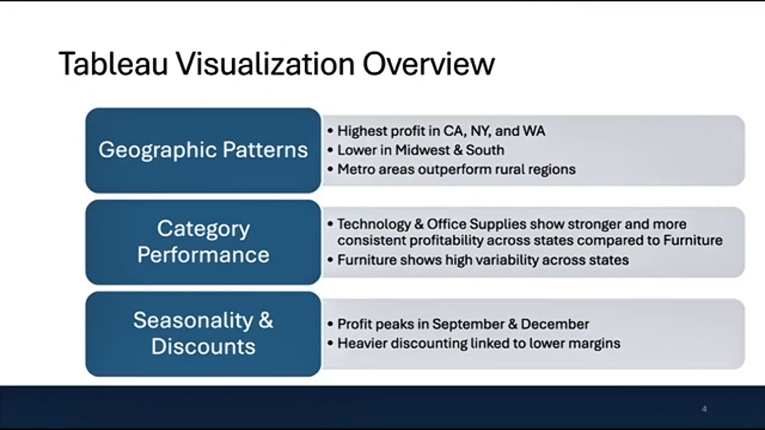Technology and office supplies tend to show more consistent profitability, whereas furniture varies across states. There were also strong peaks in September and December, which are major shopping months. We also found that heavier discounts are linked to lower margins.